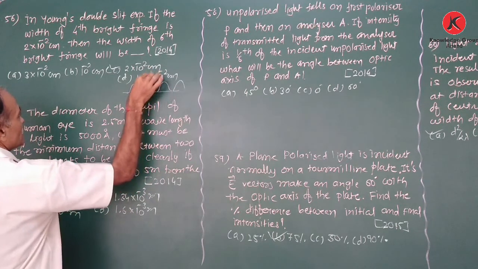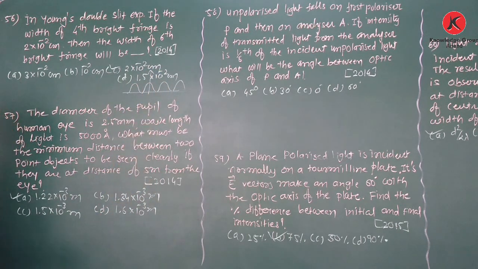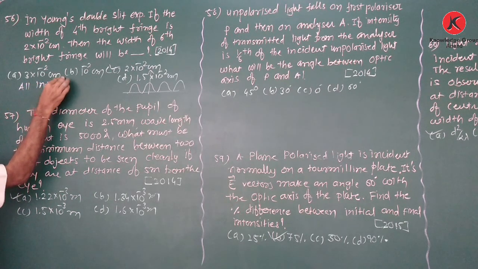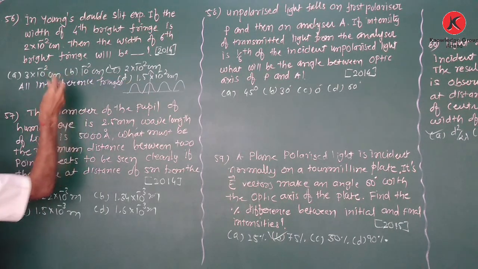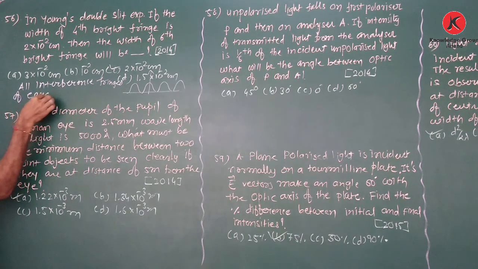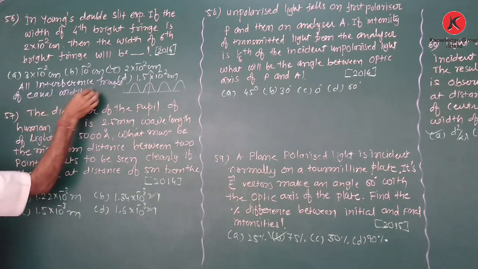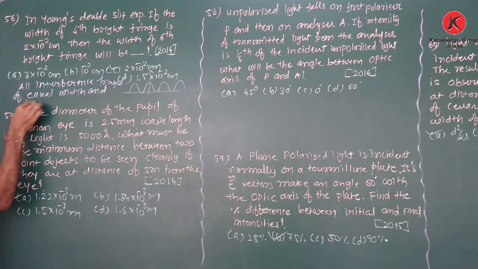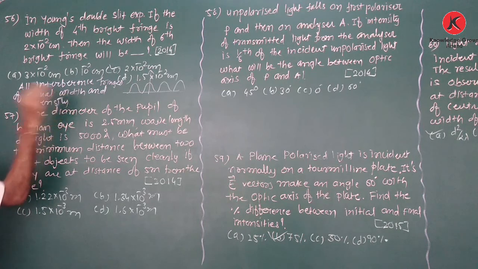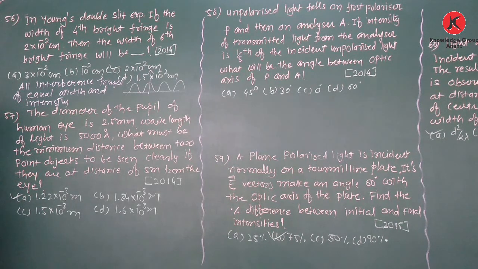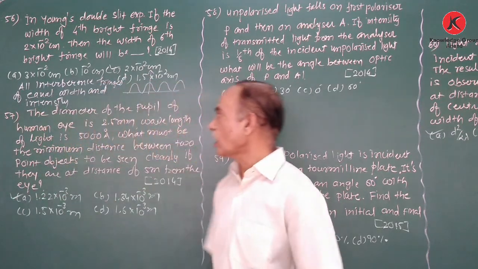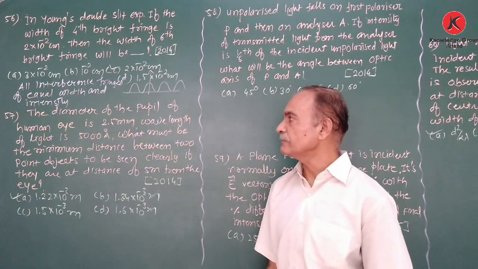We draw the graph of intensity versus distance. All interference fringes are of equal width and intensities. That means the intensity and width of all the band fringes are the same in interference fringes. Clear this? Okay.